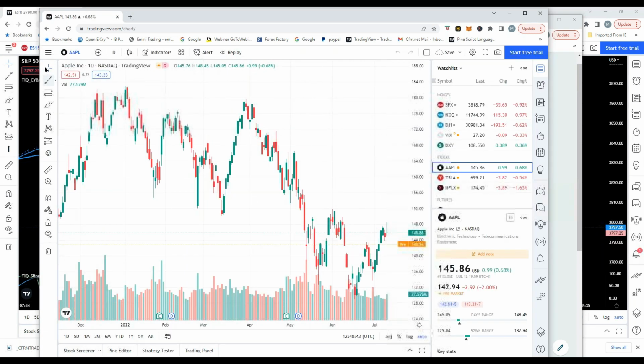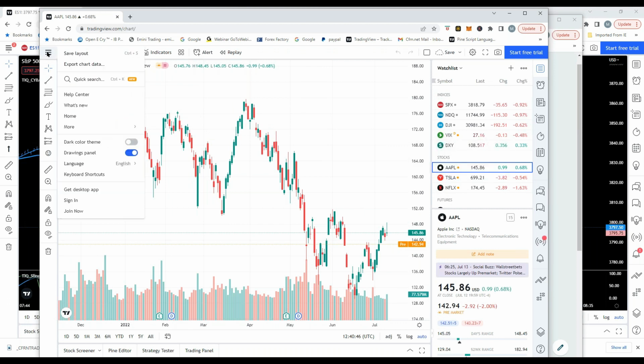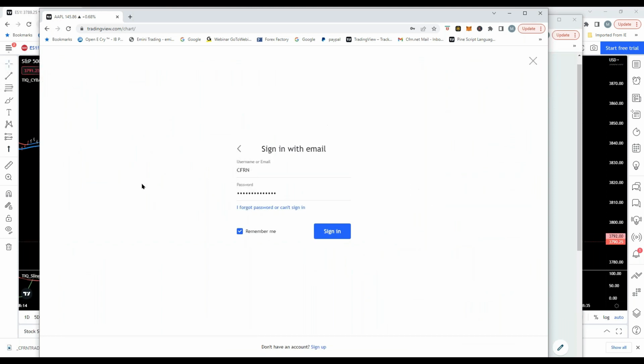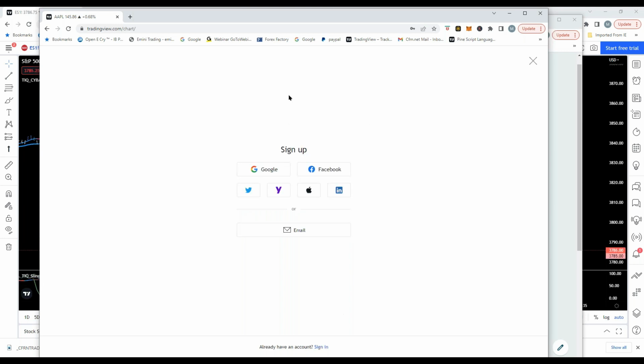Okay, this is Apple. Click on these little things right here. You see these three lines? Click on that. Go down to the bottom where it says sign in. Don't hit join now. Hit sign in. Okay. In here, it's going to say all this information. Right down here at the bottom, don't have an account, sign up. Click that. Okay. And what that's going to do is bring you to this.